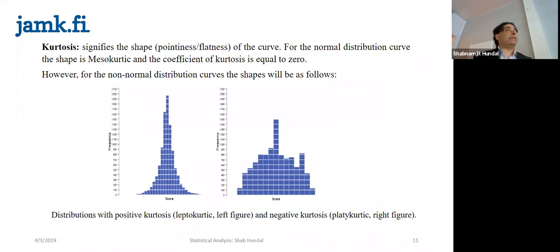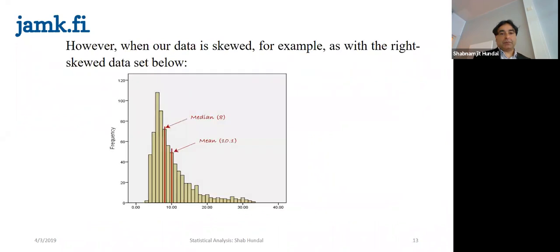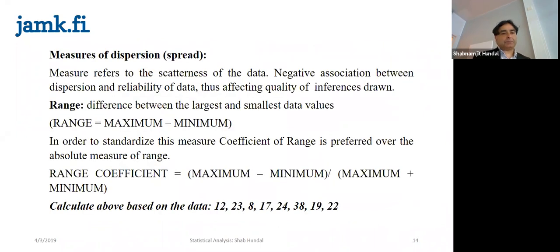Remember, you don't have to remember any formula to calculate it because SPSS is such a smart system that it calculates by itself. That's kurtosis. So these are some shapes. Then the other things that we use very often are the measures of dispersion. Dispersion is scatteredness, how scattered the data is.